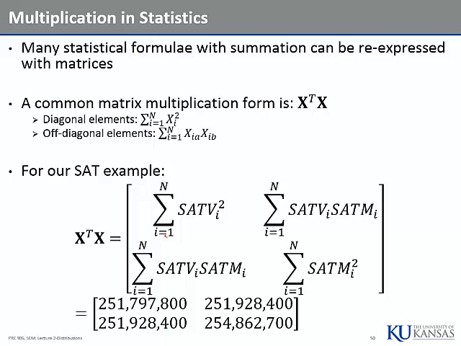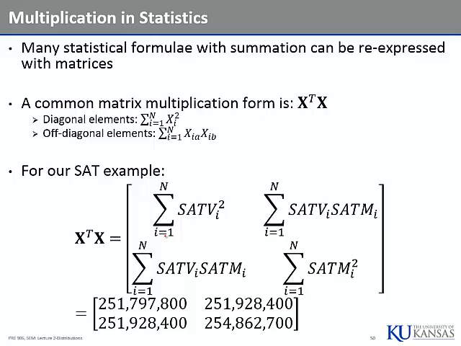Why? Well, here's a matrix form that shows up quite often. X transpose X. It's crazy, right? Matrix transpose times itself. Well, what size was X? It was 1,000 by 2. So its transpose was 2 by 1,000. So a 2 by 1,000 matrix times a 1,000 by 2 matrix. The columns of the pre-multiplier match the rows of the post-multiplier. So we could do that.